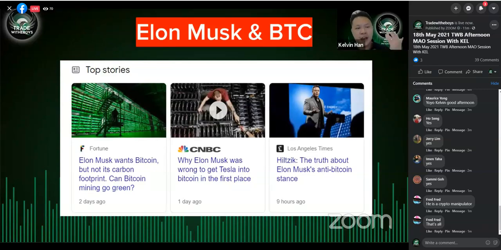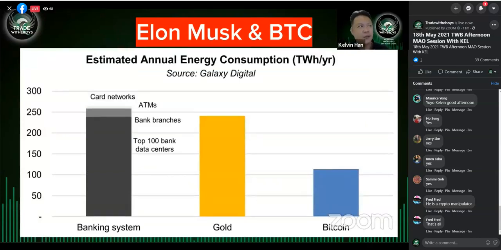Because look at it now. This is from Galaxy Digital. Look at the incredible annual energy consumption. Look at it. Tell me who consumes more energy. Now, of course, you can say, "Kel, maybe this is your perspective. Maybe this is not the real one." Well, again, I can't find any better one. So this is the banking system that has the card network, the ATMs, the bank branches, and the top 100 banks' data centers, the big data centers they have, versus gold mining, versus Bitcoin. Now, tell me, should we actually stop all banking systems to save the world? This is where my point is. Isn't that an alternative, where cryptocurrencies would be the alternative to save the world?